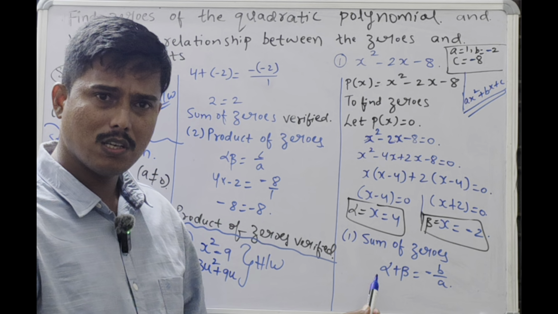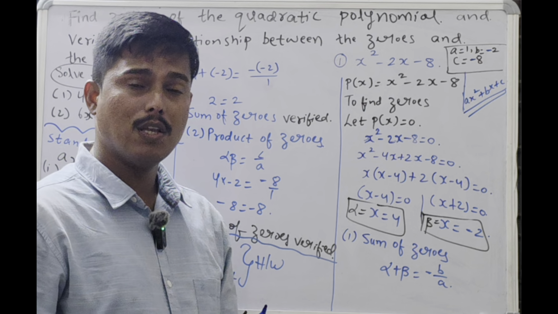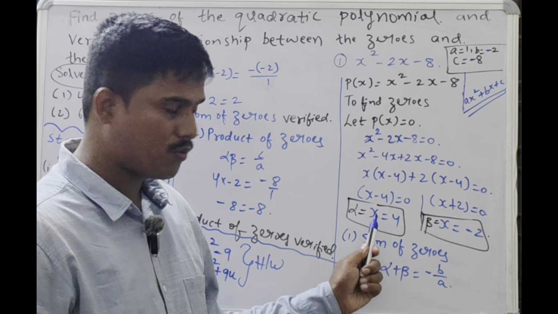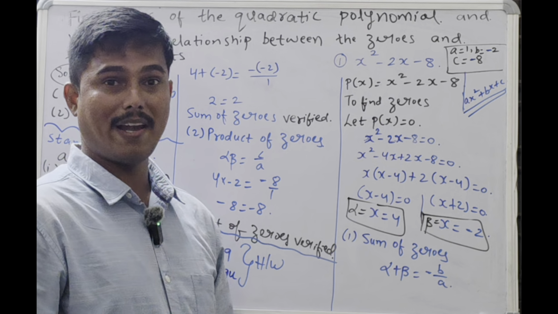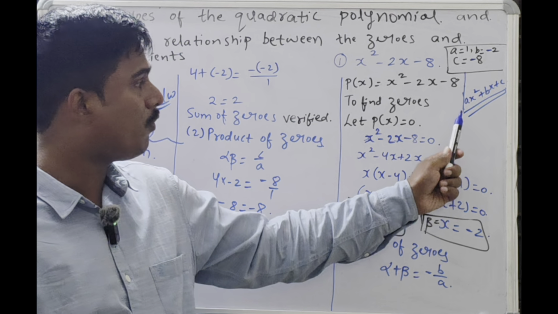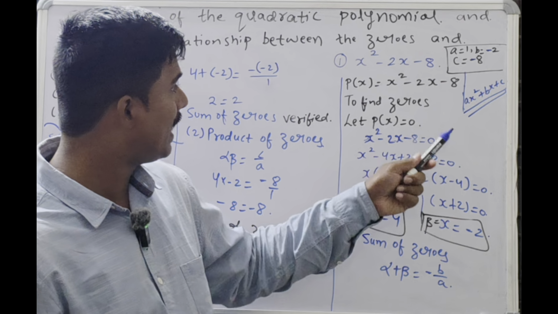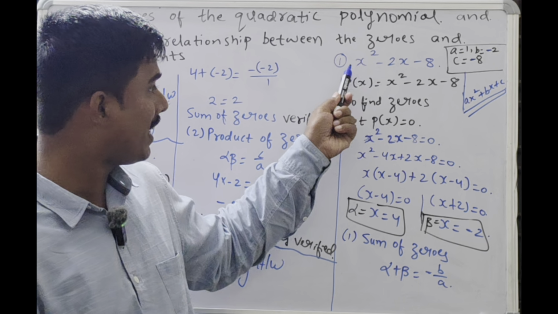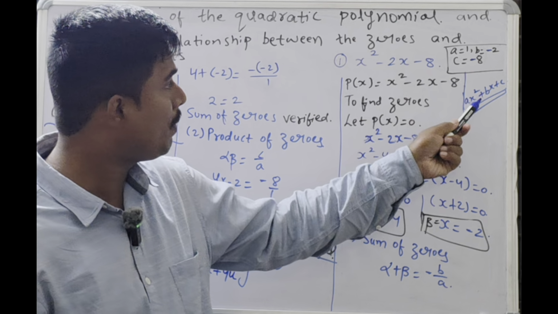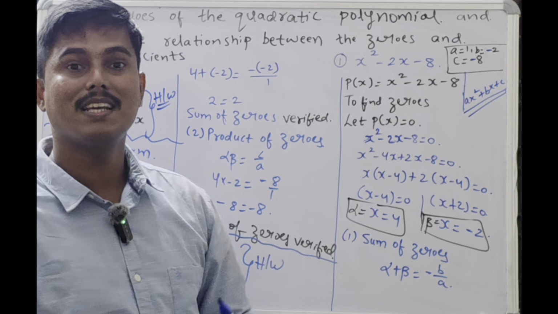Sum of zeros, alpha plus beta, is equal to minus b by a. So what is alpha? Alpha is 4. What is beta? Minus 2. So what about b and a? Very simple. The standard form of the polynomial is ax squared plus bx plus c. Compare. In place of a, nothing is there, so plus 1. In place of b, minus 2. In place of c, minus 8.